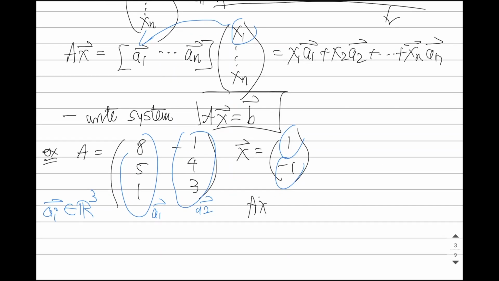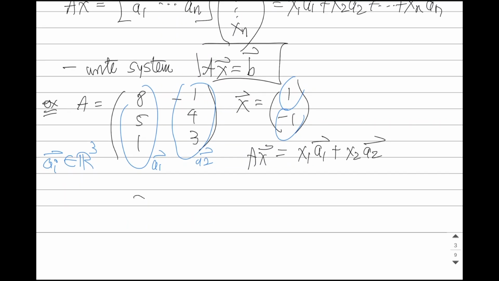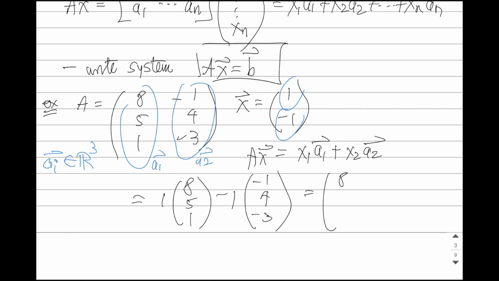If I go ahead and write AX, that means I'm taking the first entry of X and weighting the first column of A and adding it to the second column of A weighted by the second entry. So the first entry of X is a 1, and that's going to weight this column 8, 5, 1. The second entry of X is -1, and it's going to weight this column. Oh, sorry, I forgot a negative here: 1, 4, -3. That means I'm going to get 8, 5, 1 plus -1, -4, 3. And if I add them together, I'll get 9, 1, and 4.